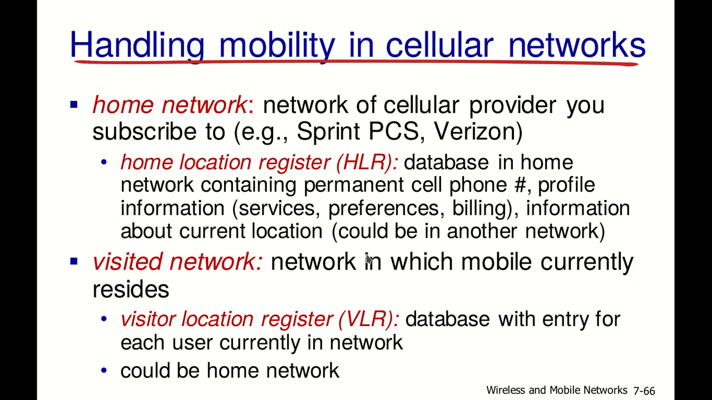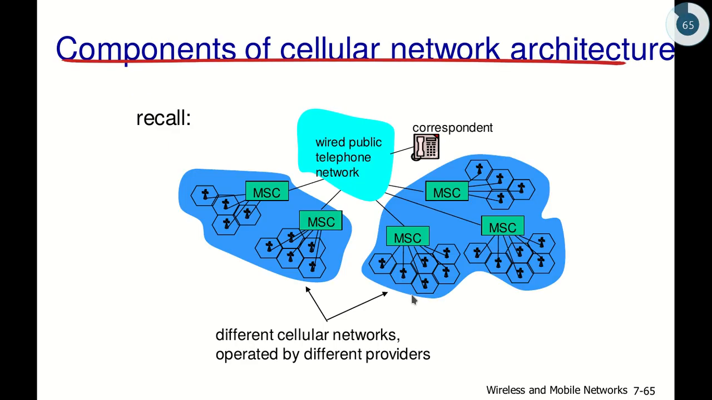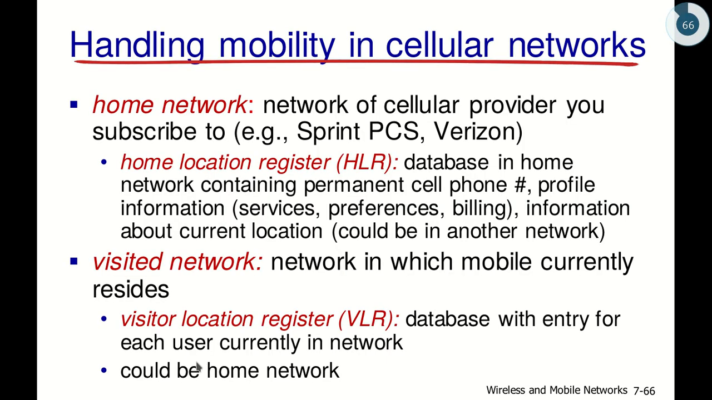And then the second one, the visited network. This is the network in which the mobile currently resides. It could actually be the same home network itself, or it could be other networks. And again, in the visitor network, there is an entity called the Visitor Location Register, or VLR. Basically, it is a database with the entries of users currently in the network.